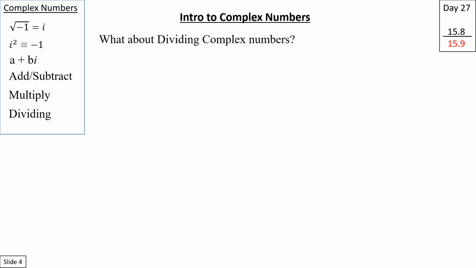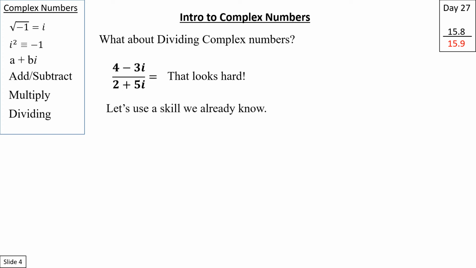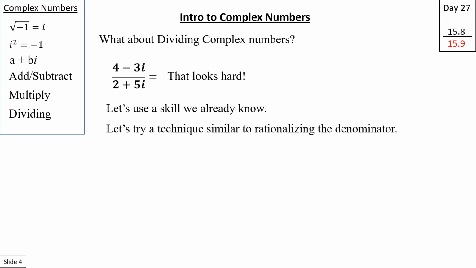How about dividing complex numbers? This is also from 15.9. 4 minus 3i all over 2 plus 5i. Yeah, that looks hard. Let's use a skill we already know. Let's try a technique similar to rationalizing the denominator, which we used with roots. Remember this from last class's review.